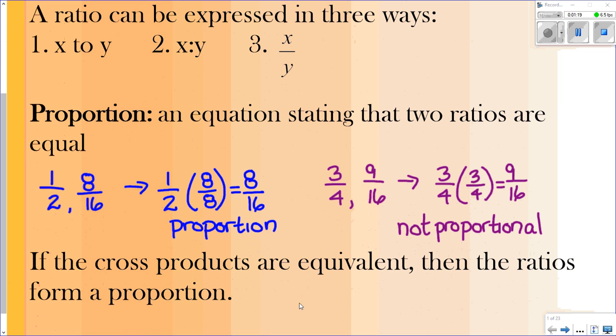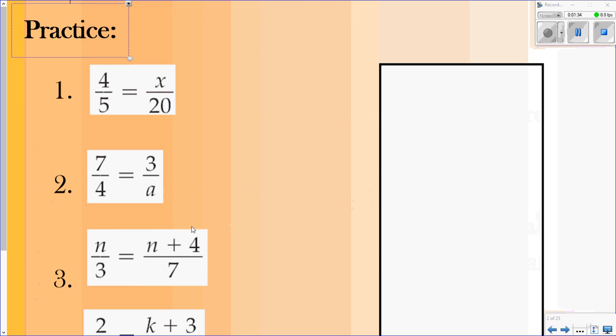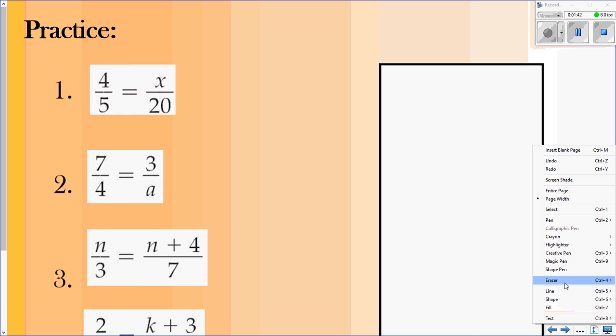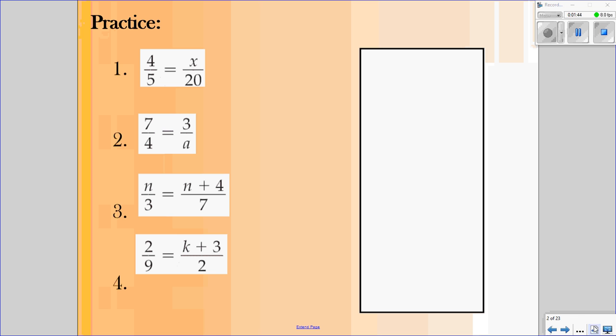And the last thing that you learned was if the cross products are equivalent, then the ratios form a proportion. So this is where you use cross multiplication in order to make the ratios proportional to each other. So we have a few examples just for practice dealing with the cross products and using cross multiplication. So let me get to the pen.